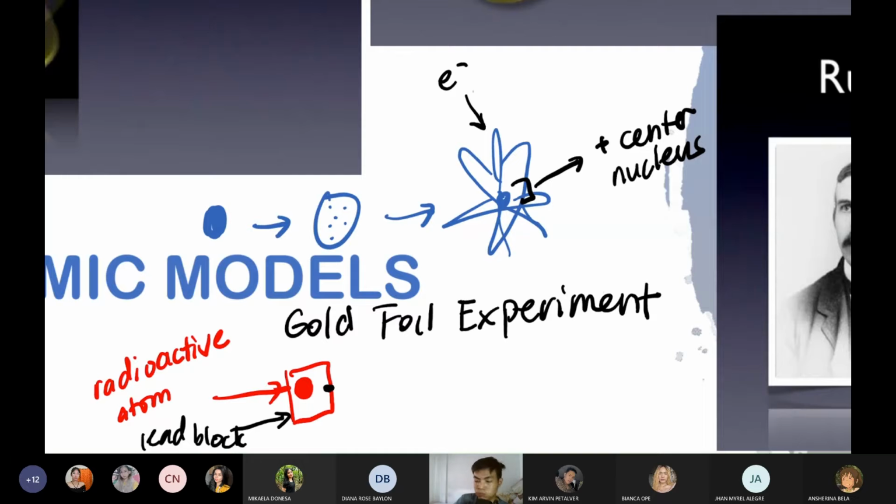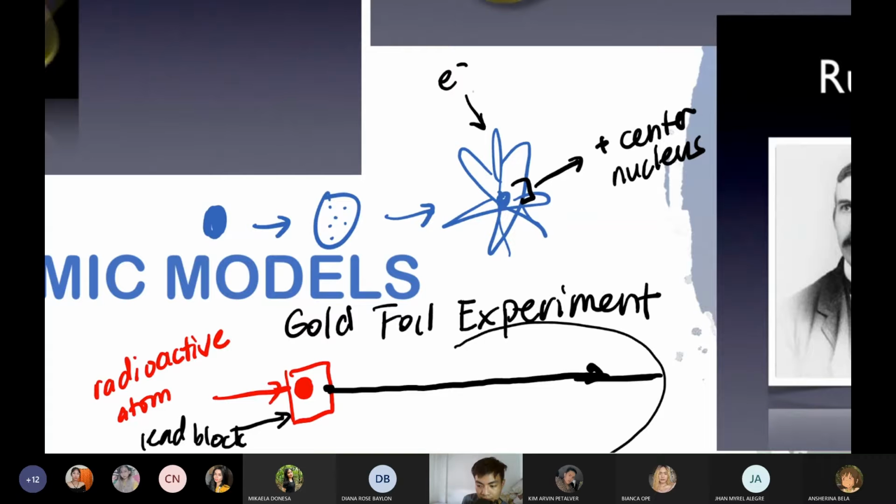Ano ginawa niya? Nung binutas niya yung block na yon, what happened is that, syempre, nag-shoot doon yung radioactive particles. Okay? And then, at the end, meron siyang fluorescent screen. So, ano yung purpose ng fluorescent screen? Para kuminang yon, no? Liliwanag yon kapag may radioactive particle na tumama doon. Okay? So, ganun lang. So, binutas niya yan. Tumalsik yung radioactive atoms doon. Okay? Nung tumalsik yon, liliwanag yung part na yon.